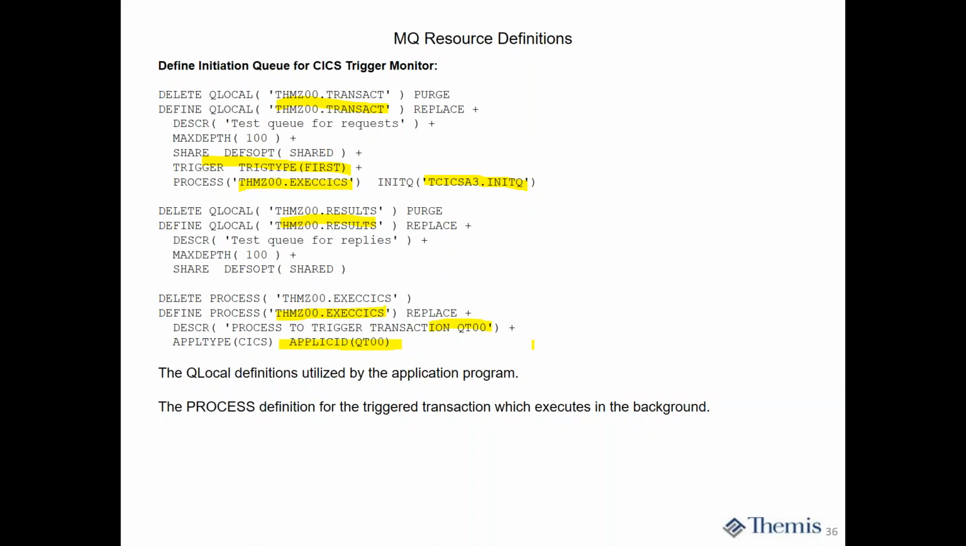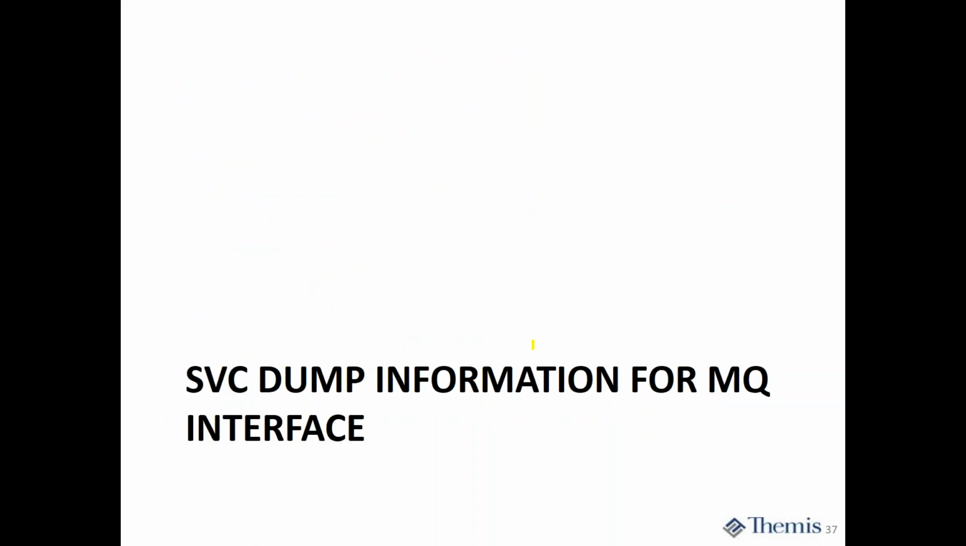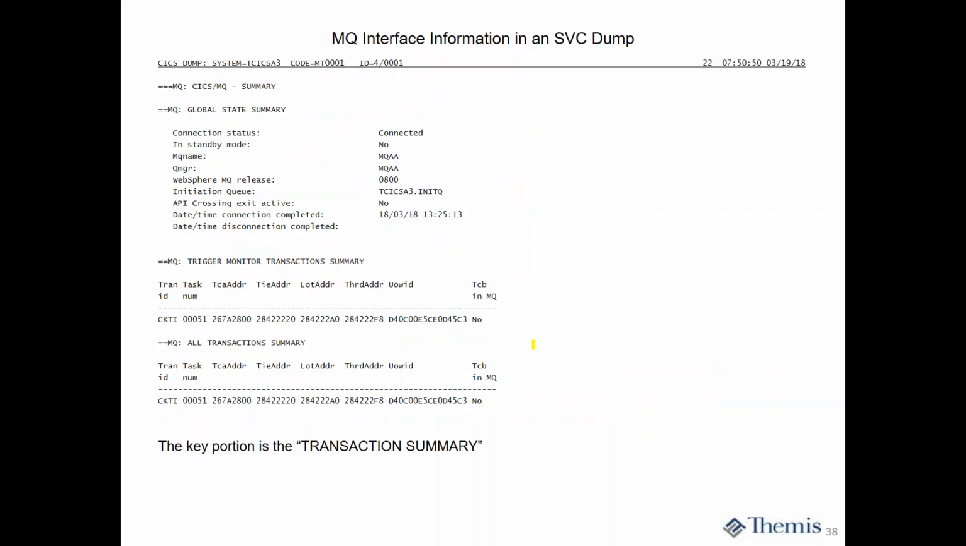That's how it all works, right? RT00 puts a message into the transact queue. MQ triggers off. That application does the update of a file and puts the results in. My application wakes up from the get with wait and processes the results. And you saw the screen. Okay. Quick look at the dump.